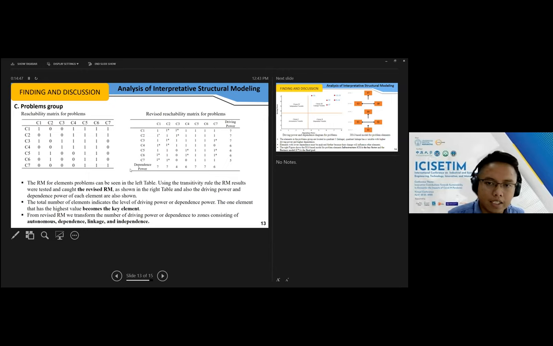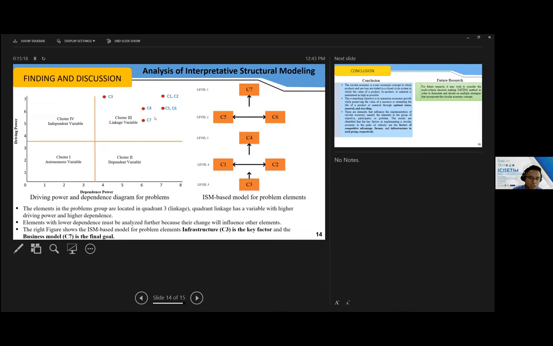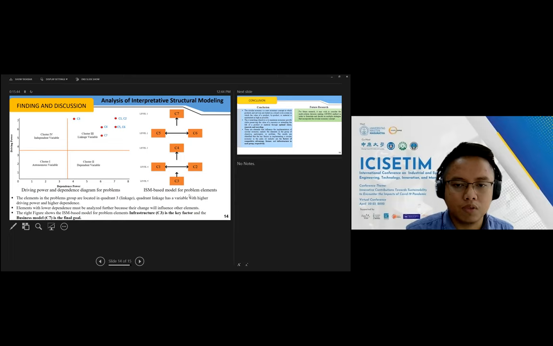So the total number of elements indicates the level, driving power, and dependence power, and the element with the highest becomes the key element. After I get the revised reachability matrix, I create this diagram, and I get all the elements located in the linkage variable. The elements in this problem are located in quadrant 3. Quadrant 3 has variables with higher driving power and higher dependence. Elements with lower dependence must be analyzed further because their change will influence the other elements.